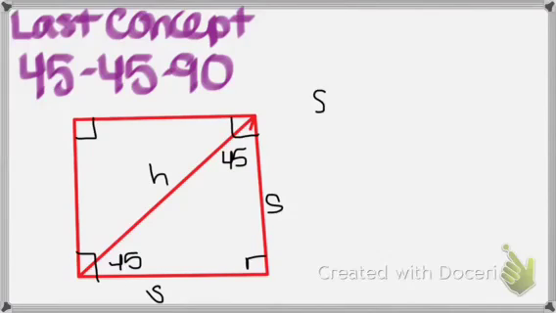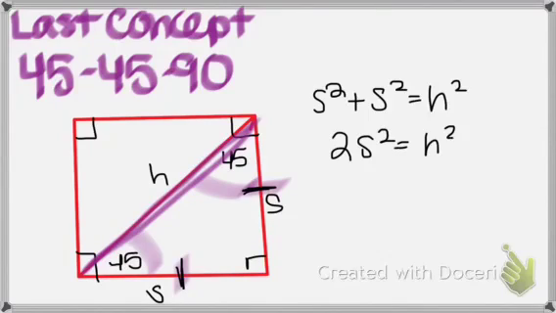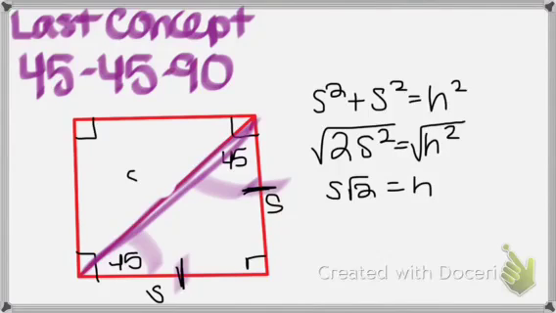So let's go ahead and call the hypotenuse H for now. If I wanted to solve for H, the hypotenuse, I'm going to say S squared plus S squared equals H squared. And you notice this is an isosceles triangle because two of my sides are the same. When I simplify this, I get 2S squared equals H squared. Then I simply solve for H. So I'm going to take the square root of both sides. So S square root of 2, when simplified, is equal to H.